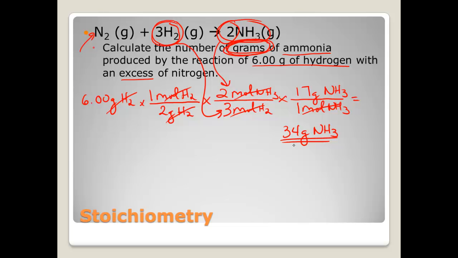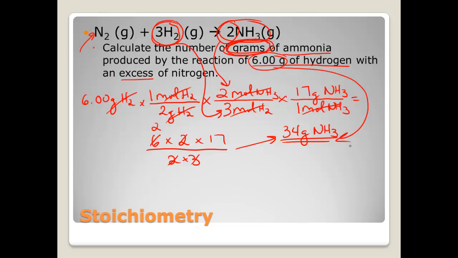How to get 34 grams? Well, 6 times 2 times 17 divided by 2 and 3. The 2's cancel out. 3's just comes out to be 2. So 2 times 17 is 34 grams of ammonia. So if I started with 6 grams of hydrogen, it will produce 34 grams of ammonia.